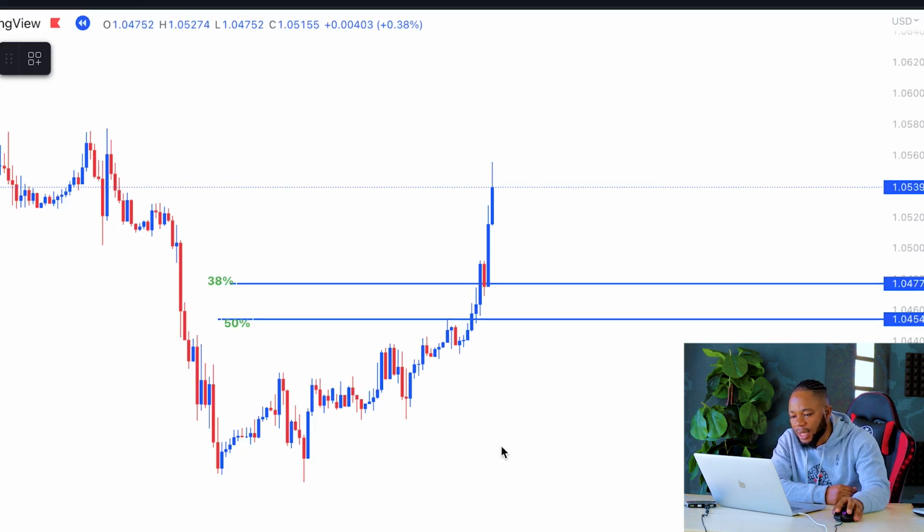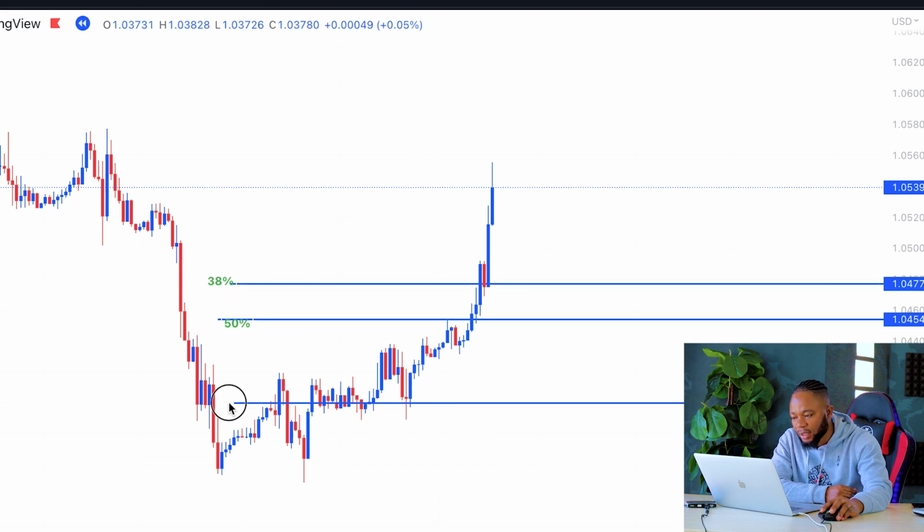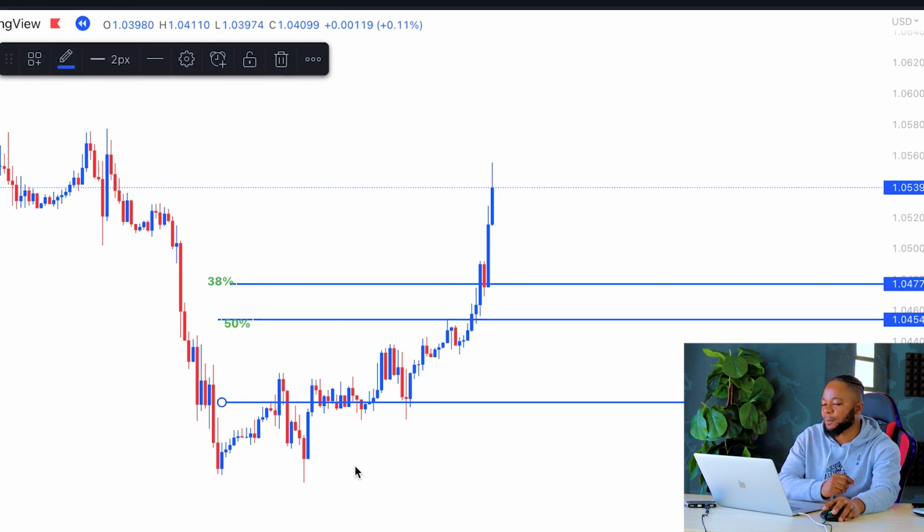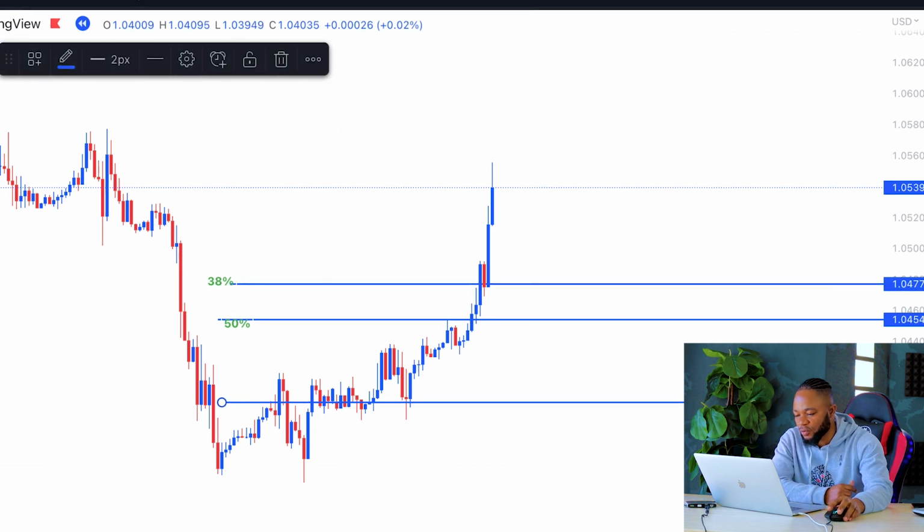1.039. Let's go back here. 1.039 is somewhere here. This is it. So our stop loss is going to be somewhere here. So this is our stop loss. These are the two levels where we're going to be buying. So let's play the chart to see where we would have gotten into this particular trade.